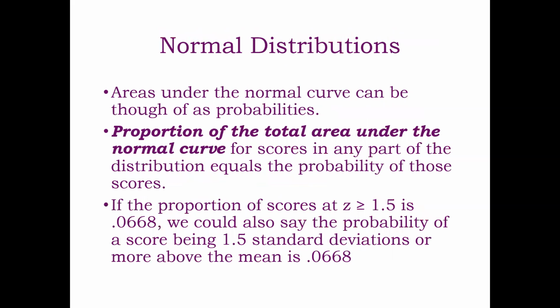So we saw normal distributions, right? Areas under the normal curve can be thought of as probabilities, and we're going to use this to test hypotheses, okay? The proportion of the total area under the normal curve for scores in any part of the distribution equals the probability, right? Think about relative frequency. If the proportion of scores at Z greater than or equal to 1.5 is 0.0668, we can say the probability of the score being 1.5 standard deviations or greater is 0.0668.